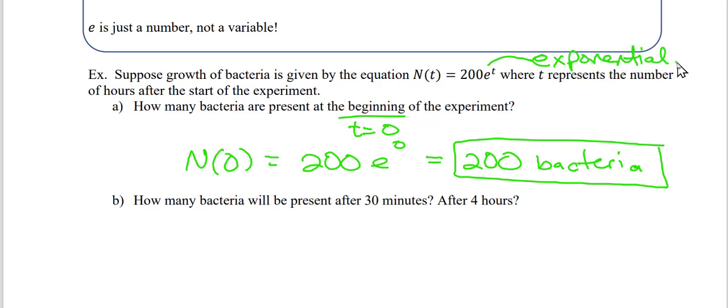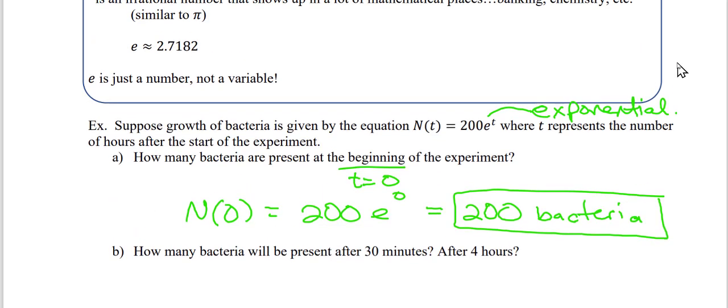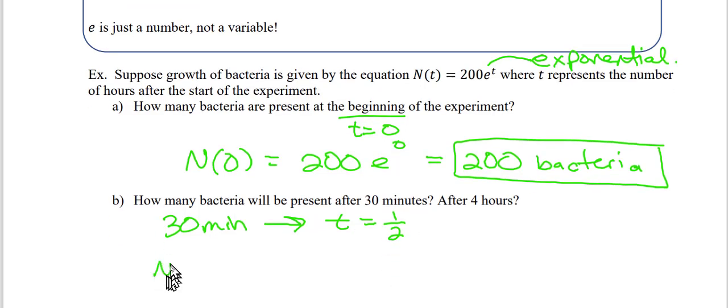The reason we're talking about this here is because this is an exponential function. It's an exponential function with base e, which is that situation of bigger than 1, since e is approximately 2.7182. And then the 200 would be a stretch factor of that. How many bacteria will be present after 30 minutes? 30 minutes is going to correspond to t equals 1/2. So N of 1/2 would be 200 e to the 1/2.